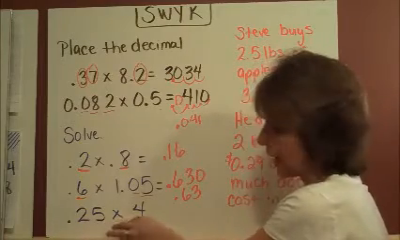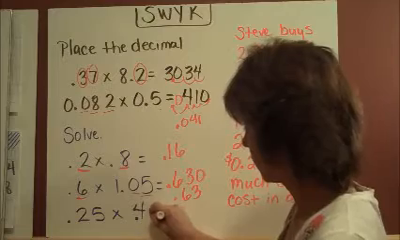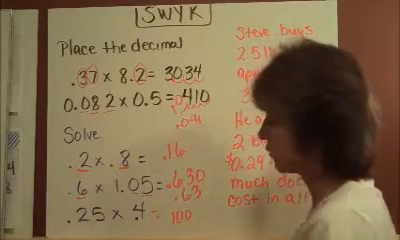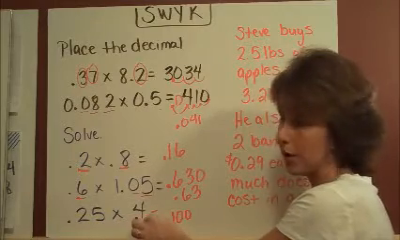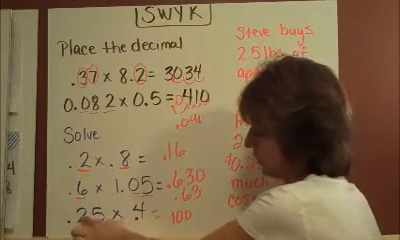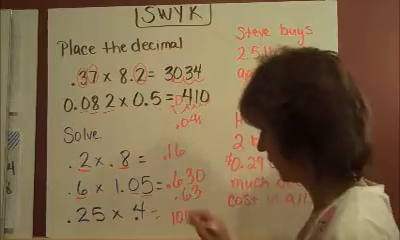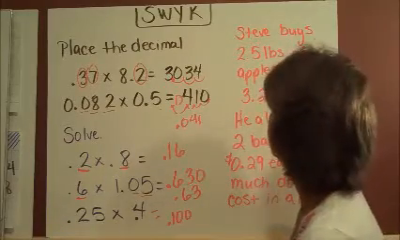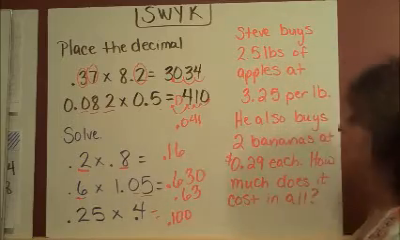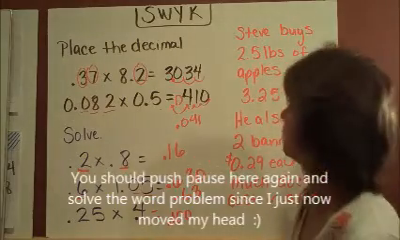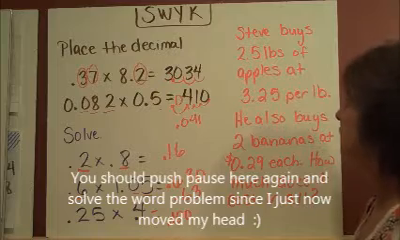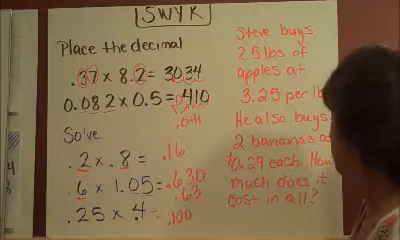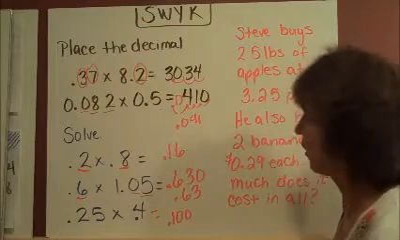25 hundredths times 4. 25 times 4 is 100, so 25 hundredths times 4 tenths is 1, 2, 3, 100 thousandths. Alright, the last one was this word problem. Steve buys 2.5 pounds of apples at $3.25 a pound, and he also buys 2 bananas at 29 cents each. How much does it cost in all?